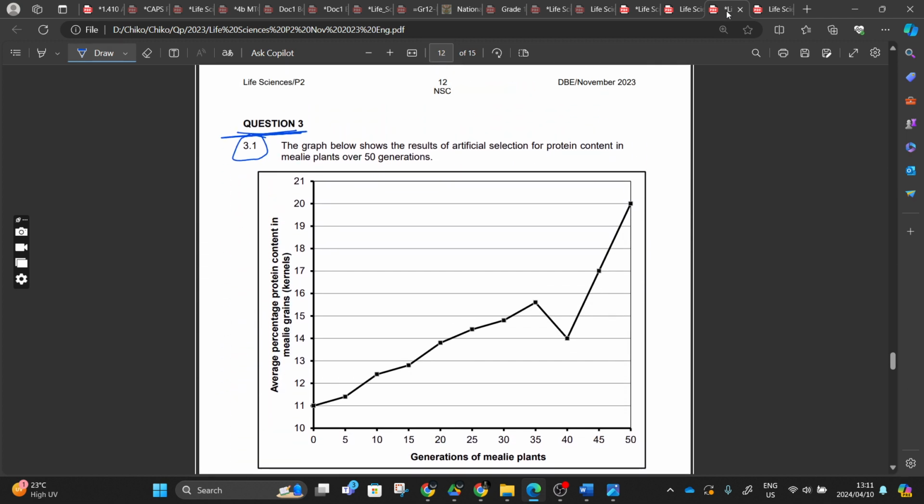So here's the question. With life sciences, you come and read the information that you are given, right? The graph below shows the results of artificial selection for protein content in maize plants over 50 generations. So we have a table, and this table is showing the results of artificial selection. I told you that we have natural selection and artificial selection. Artificial selection is the selection that is not happening naturally.